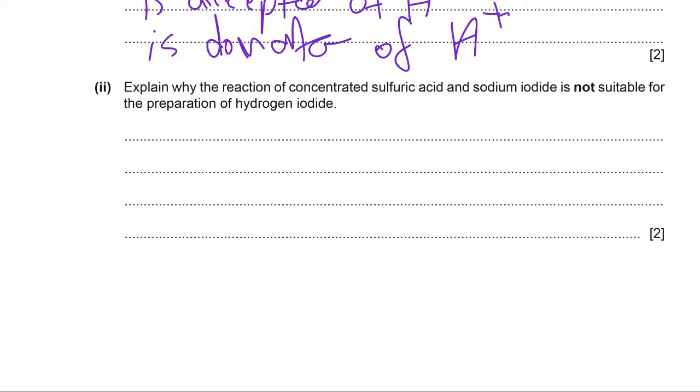Explain why the reaction of concentrated sulfuric acid and sodium iodide is not suitable for the preparation of hydrogen iodide. Here, if you come back to your course book for the reactions of the halide salts, for example sodium chloride, sodium bromide, sodium iodide with sulfuric acid, you will see that only with sodium chloride can you form hydrogen chloride. But if you react sulfuric acid with, for example, sodium bromide or sodium iodide, you will not have only the hydrogen halide.